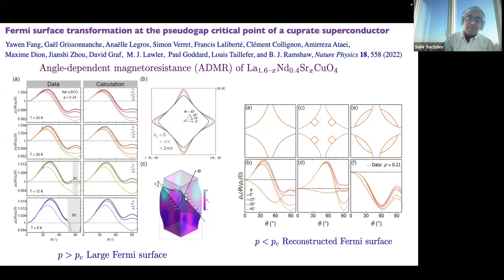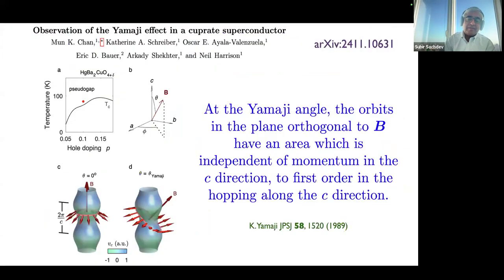And this turns out to be a beautiful way of measuring something about the Fermi surface. I won't go into the details, but I want to highlight a very recent experiment on something called the Yamaji effect. So this is the same basic experiment carried out in a slightly different cuprate superconductor at the doping P of 0.1 above TC. And what they observed is something called the Yamaji angle. So I won't go into the details of this, but it's basically a special angle of the field at which this area of electrons orbiting perpendicular to the field doesn't change no matter where you put this orbit.